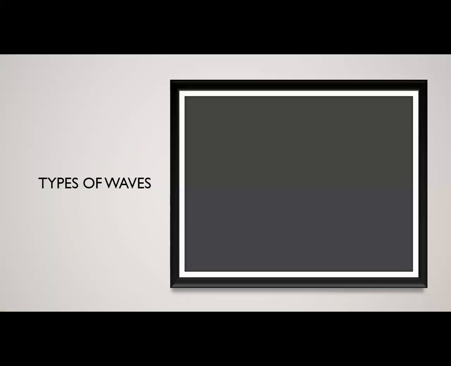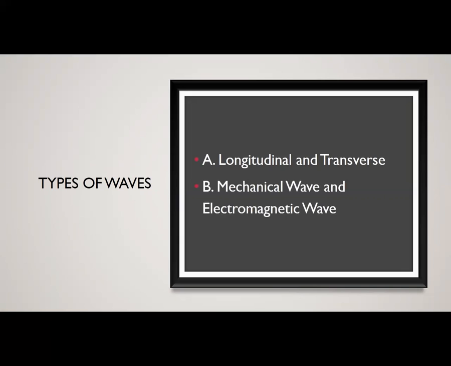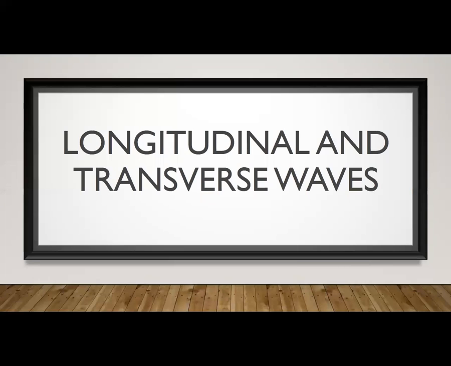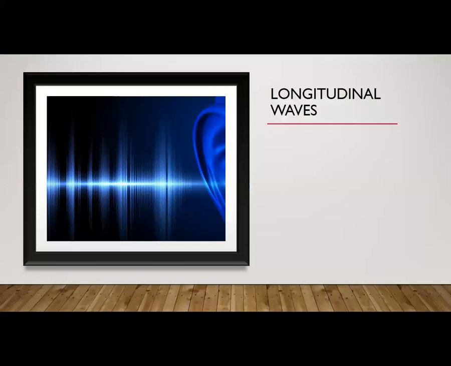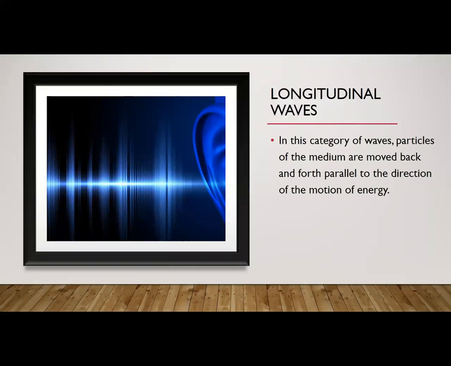So let's move on to the types of waves. There are two types of waves: A, longitudinal and transverse, and B, mechanical wave and electromagnetic wave. Let's first discuss the longitudinal and transverse waves. Longitudinal waves. In this category of waves, particles of the medium are moved back and forth parallel to the direction of the motion of energy. An example of this is the sound wave.